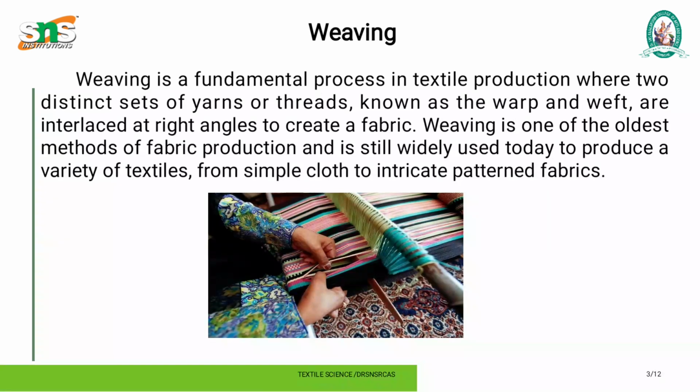So, first, weaving. Weaving is a fundamental process in textile production where two distinct sets of yarns or threads, known as the warp and the weft, are interlaced at right angles to create the fabric. Weaving is one of the oldest methods of fabric production and is still widely used today to produce a variety of textiles from simple cloth to intricate patterned fabrics.